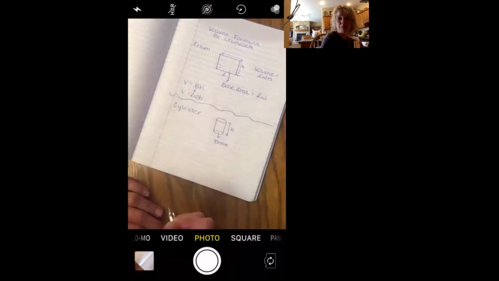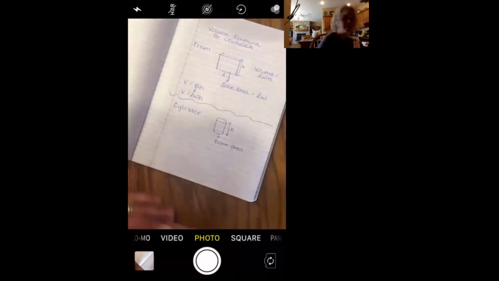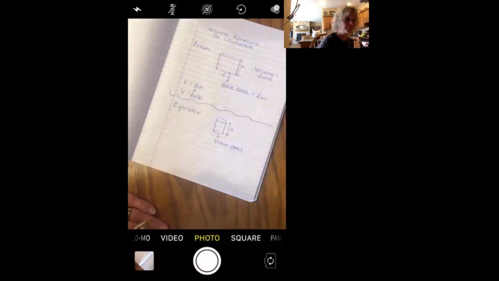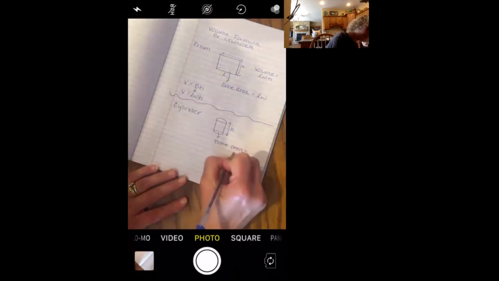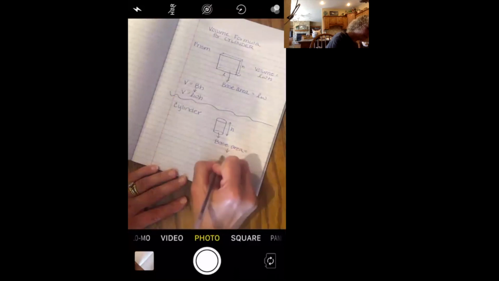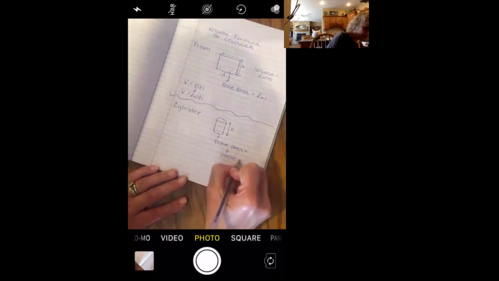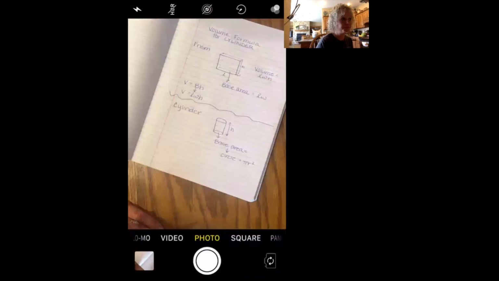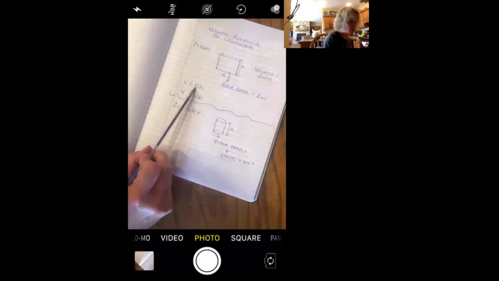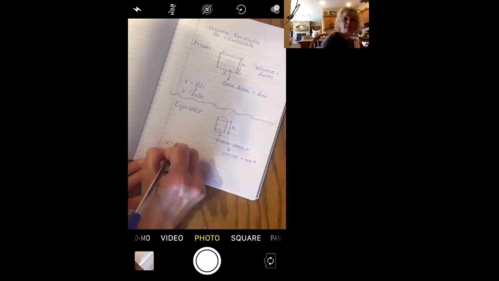So does anybody remember how to find the area of our base, which is a circle? If you said the area of a circle, let's just go ahead and put here. The base area is a circle, so the area would be pi r squared. You are correct.